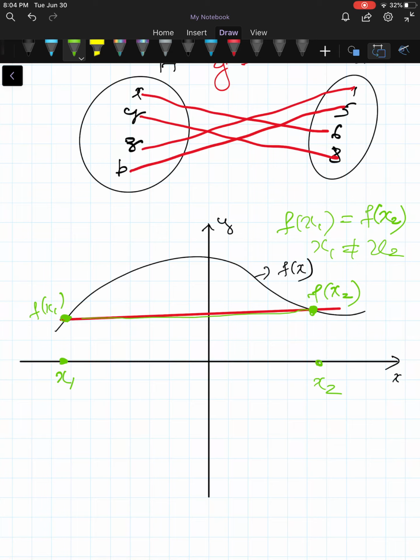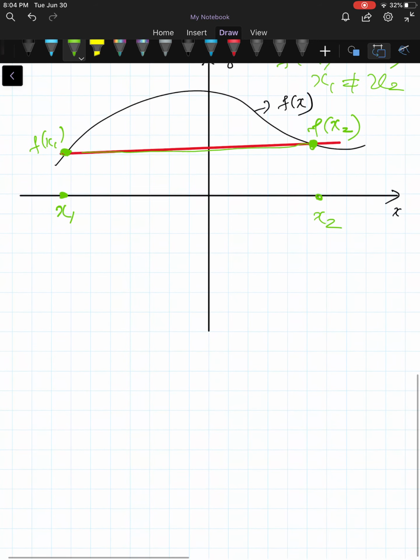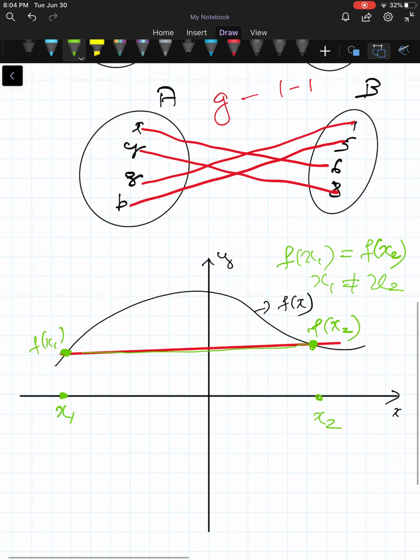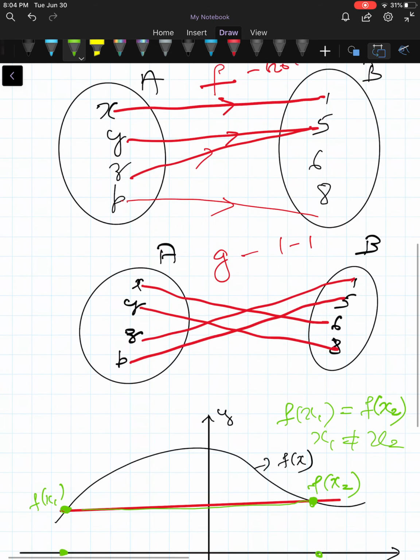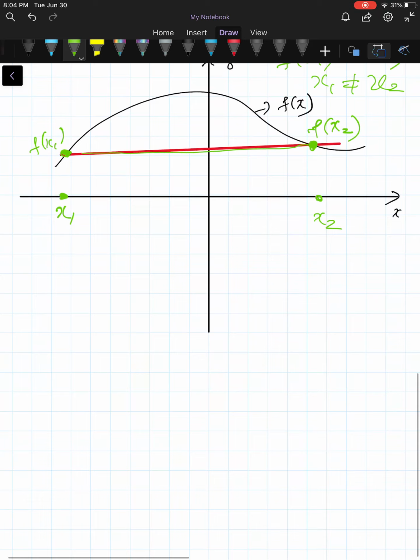So this is the horizontal line test. We did the vertical line test before. The vertical line test was to identify whether a given graph is a function or not. The horizontal line test is to find out whether a given graph of a function is a one-to-one function or not. We will do some exercises based on this, and we can also apply the definition to find out whether a given function is one-to-one or not. So we will do some exercise problems.